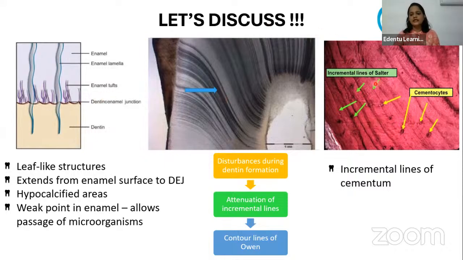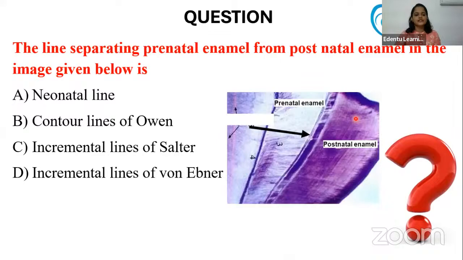Now next is the incremental lines of Salter. These incremental lines of Salter are nothing but the incremental lines of cementum. So you should be aware of all the incremental lines: the enamel incremental lines, the dentine incremental lines, the cemental incremental lines, then the reversal lines, the contour lines of Owen, and all the other structures like perikymata, what is an enamel lamella, and spindle. You should be thorough with the concept because they can ask the question in any way they want. Okay, so moving on to the next question.